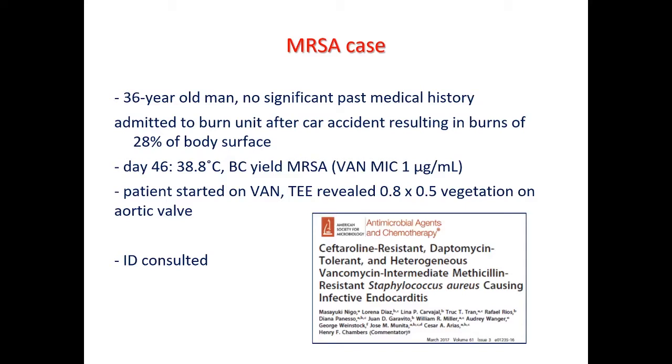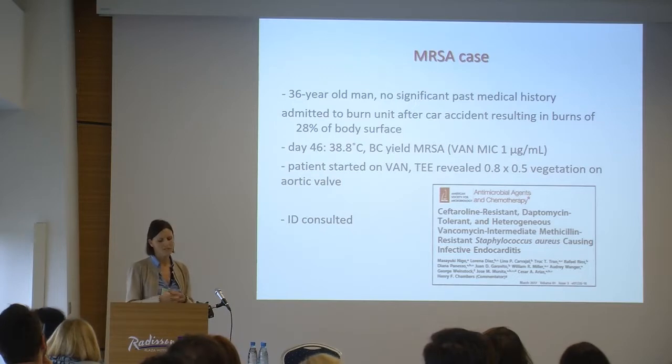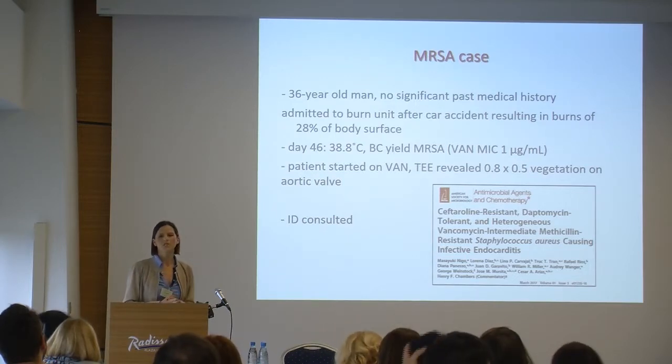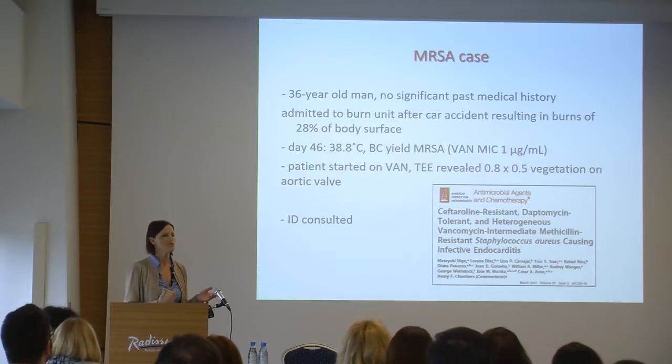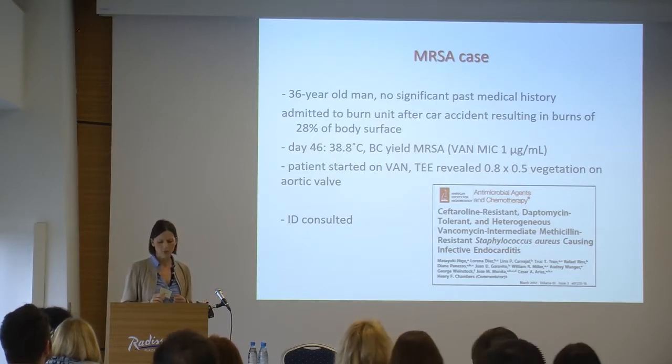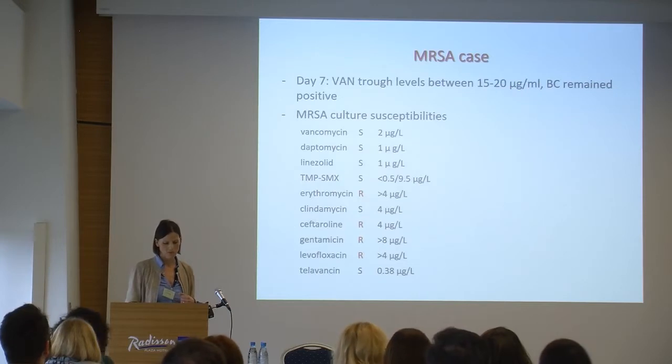So this first patient with MRSA was a 36-year-old man. I borrowed this case from the literature, which is very nicely described in a paper in Antimicrobial Agents and Chemotherapy. He had no significant past medical history. He was admitted to the burn unit after a motor vehicle accident with burns over 28% of his body surface. On day 46 after his admission, he developed fever, and the blood cultures yielded MRSA with a vancomycin MIC value of 1 microgram per ml, and the patient was started on vancomycin. The ultrasound of the heart did reveal a 0.8 by 0.5 vegetation on his aortic valve, and an infectious diseases consultant was called.